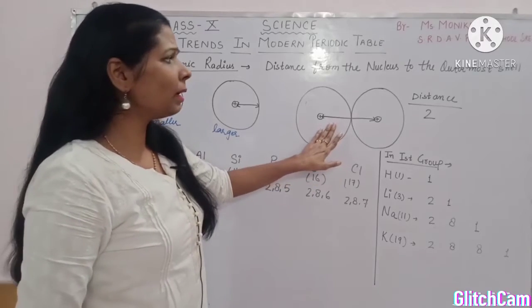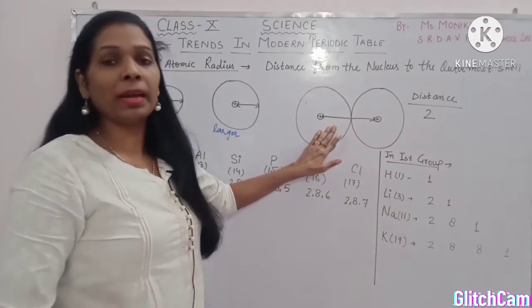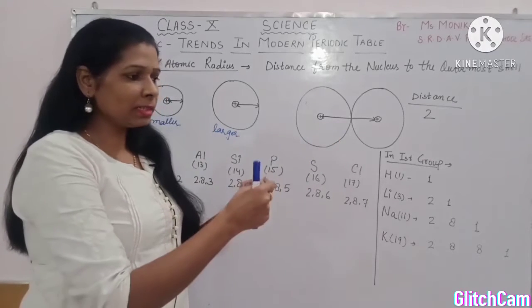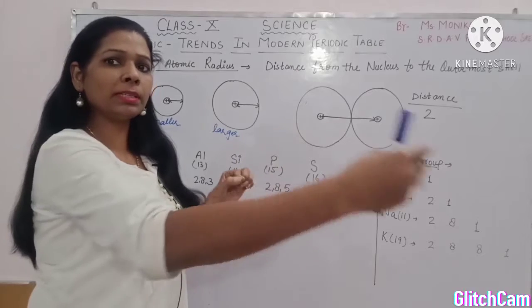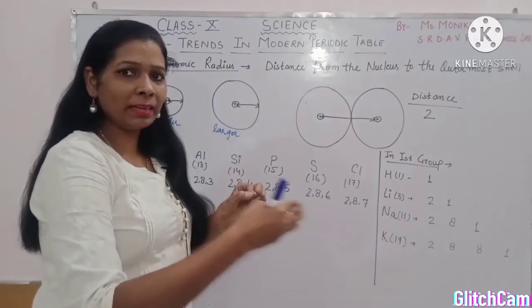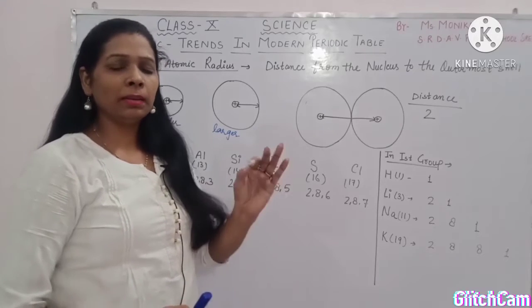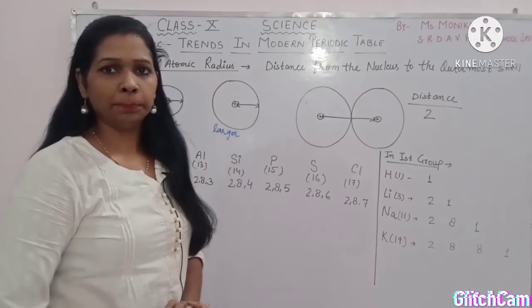Suppose there are 3 atoms which combine together, like in the case of ozone, that is O3. Then we calculate the distance from the first to the third and divide that by 3. So then we can easily calculate the radius of one atom.